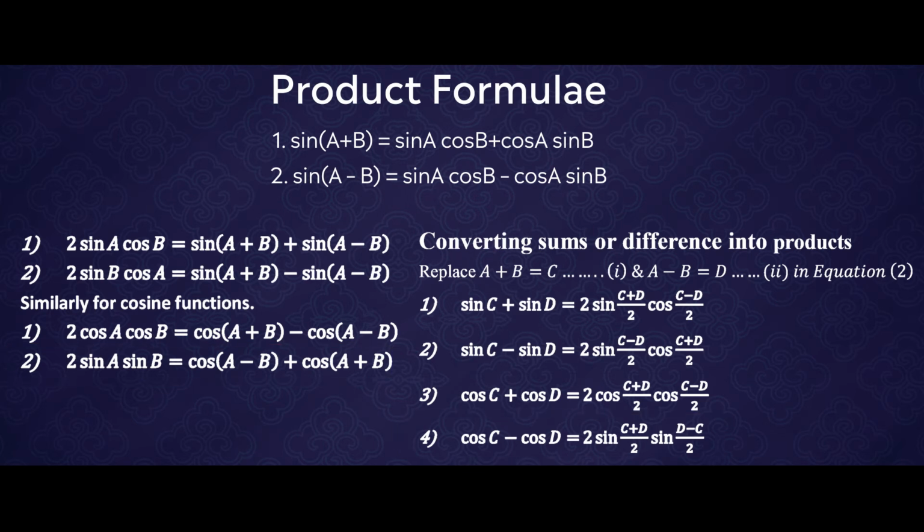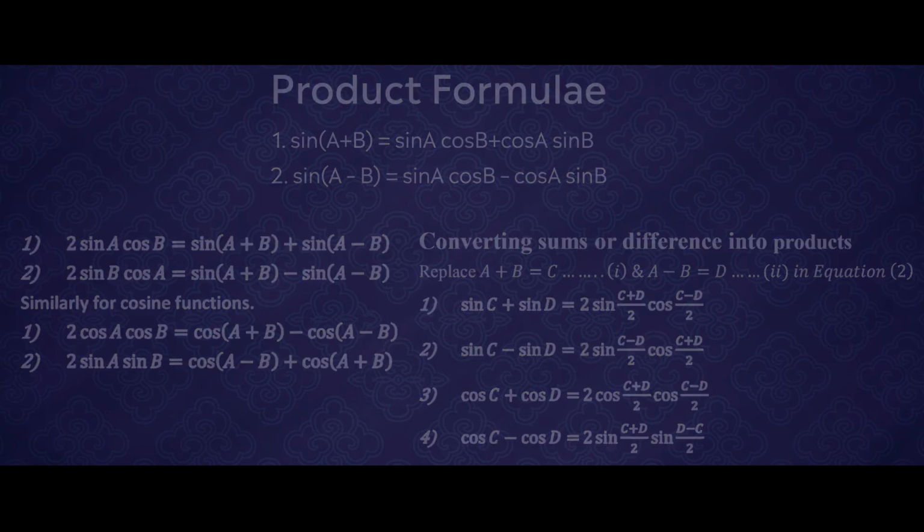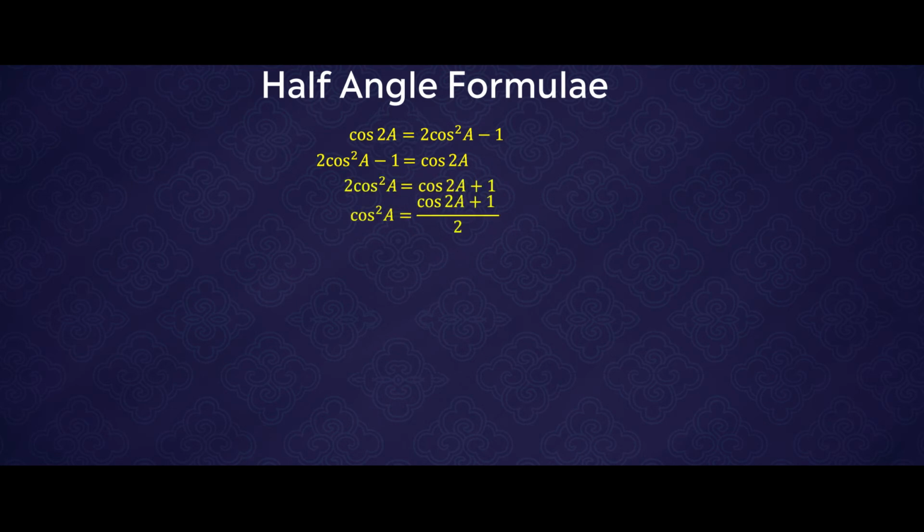We have learned the double angle formula. From the double angle formula, we can now derive the half angle formula. We have learned that cos 2A is 2 cos square A minus 1. So, keeping 2 cos square A on one side, you take negative 1 to the other side, then you get cos 2A plus 1. So, cos square A is equal to cos 2A plus 1 divided by 2, because you are dividing both sides by 2. So, which will be cos A.